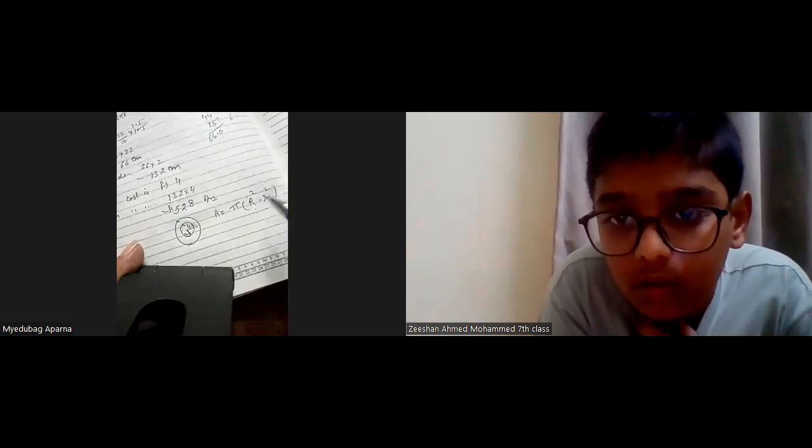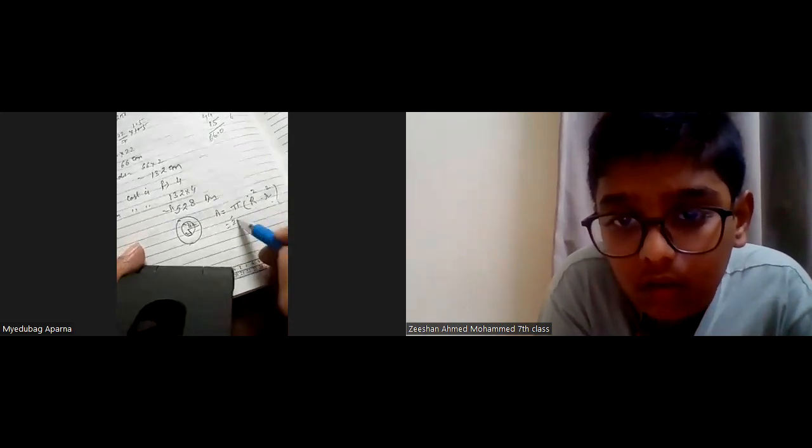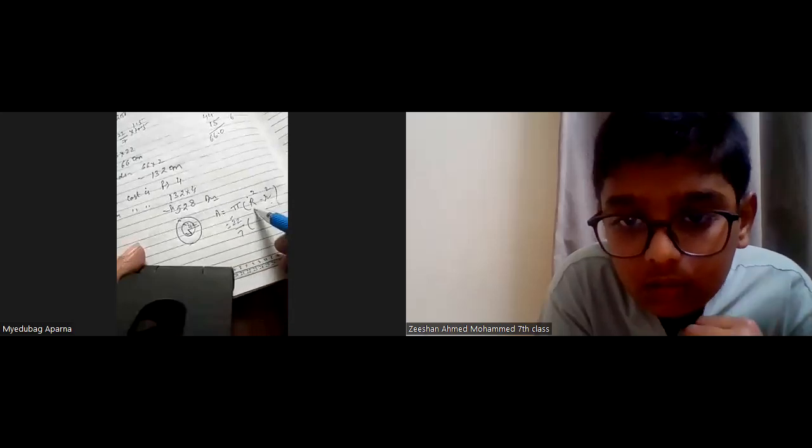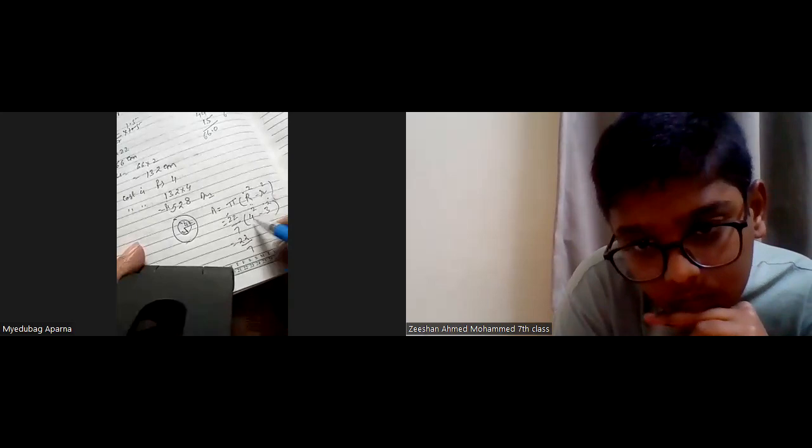This is 22 upon 7. Capital R is how much? 4 square. Radius square is 3 square. So can you solve this one? 4 square means 16. 3 square means 9. It is 22 upon 7 into 7, because 16 minus 9 is 7. 7 and 7 are cancelled. So the area is 22 centimeter square.